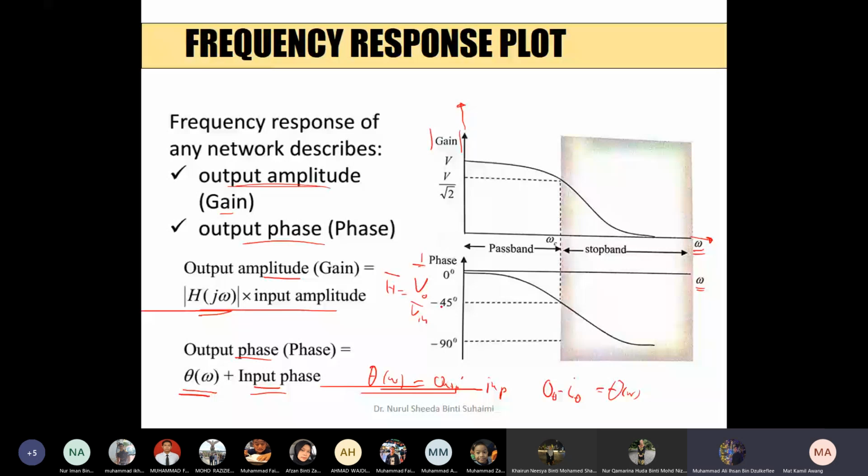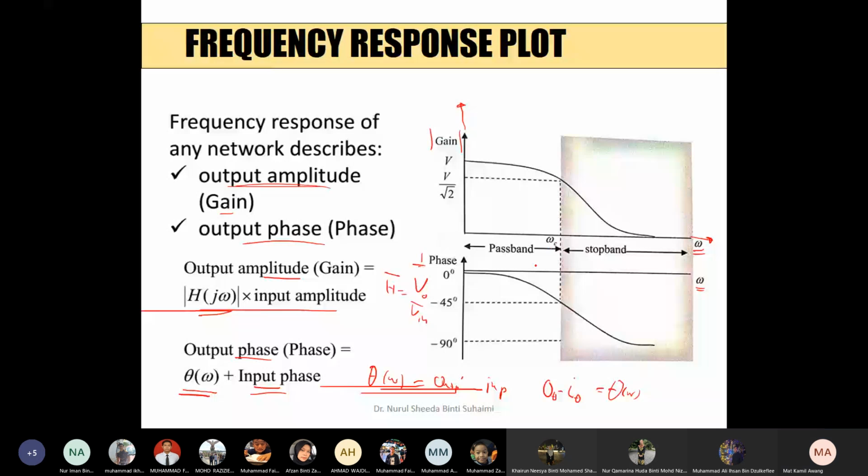Sir, apa yang stop band dengan pass band tu, sir? Stop band and pass band. This is when you come to the filtering. So pass band is basically that it passes all the signal. Stop band stops the signal. This one we will learn in the filtering.